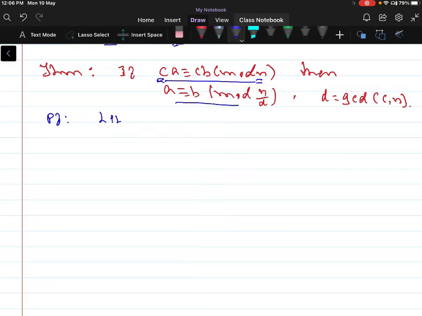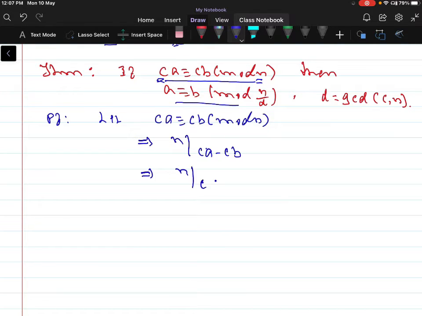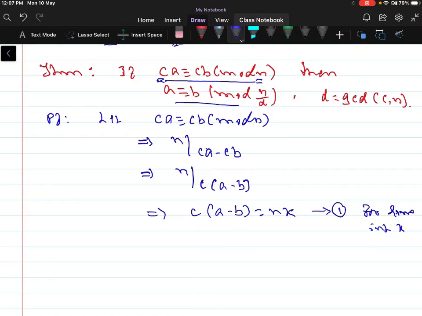Let CA be congruent to CB modulo n. So this implies n divides CA minus CB. So this implies n divides C, which is common, times A minus B. So this implies C into A minus B is equal to n into K, for some integer K. Let us take it as equation 1.